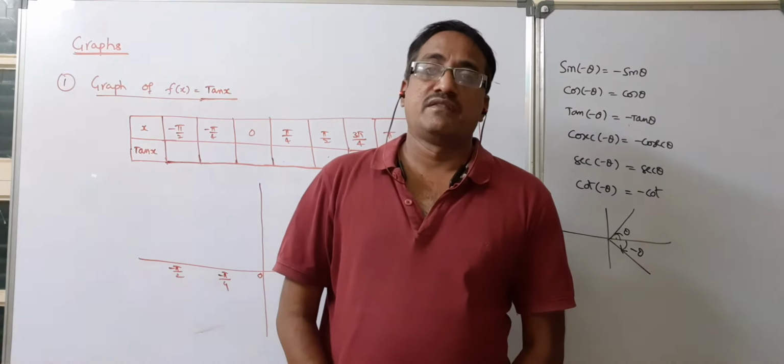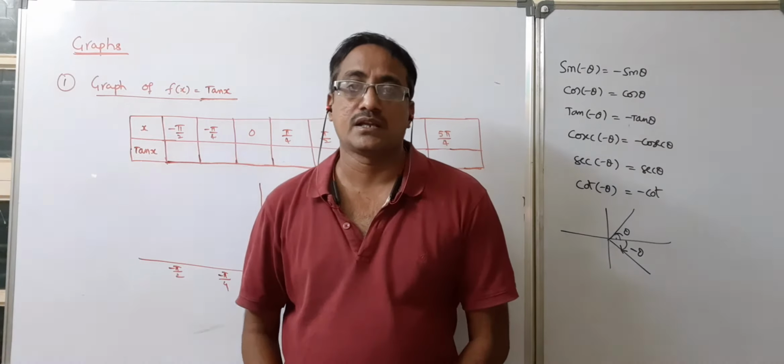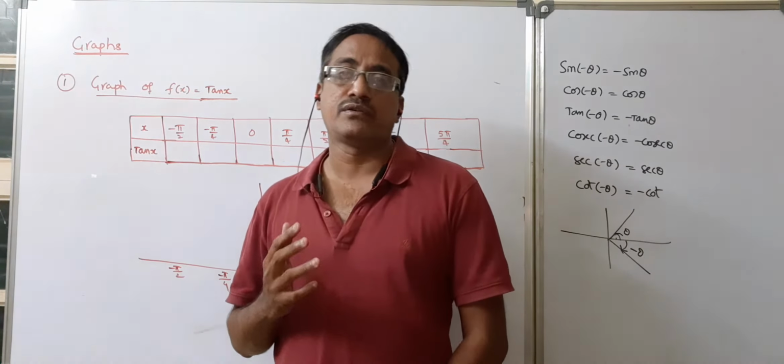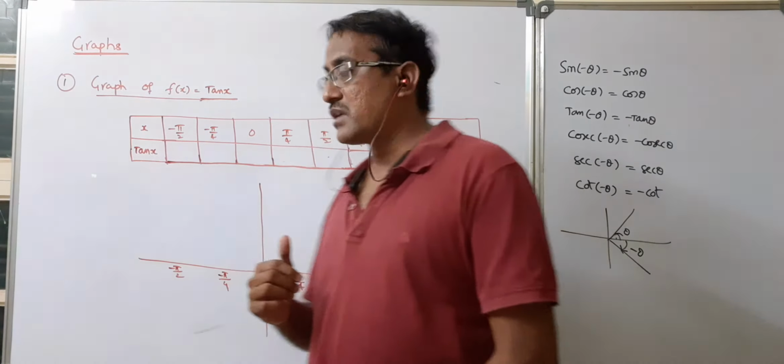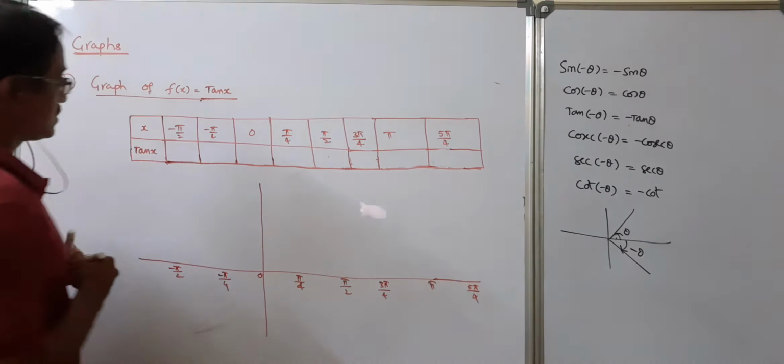Next, another very important graph, tan x. f of x is equal to tan x. Now let us see how we are going to draw the graph of f of x equal to tan x. I have taken the same x values here also.